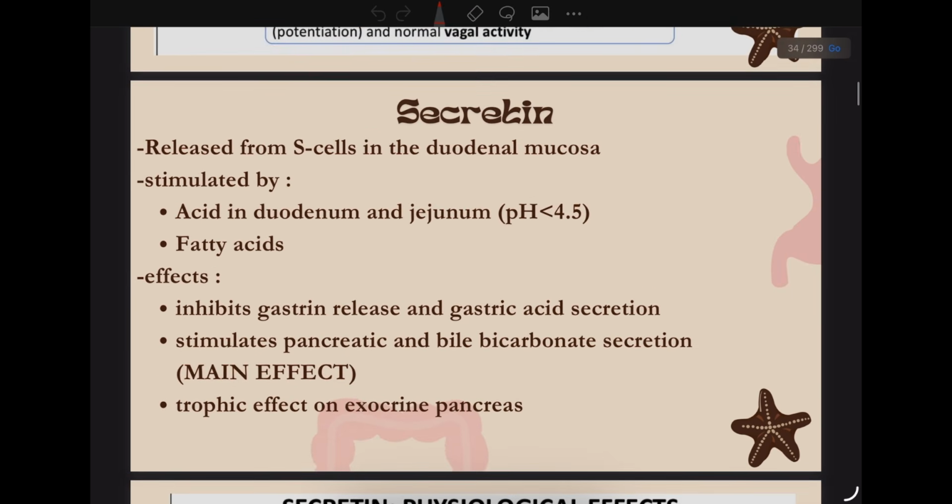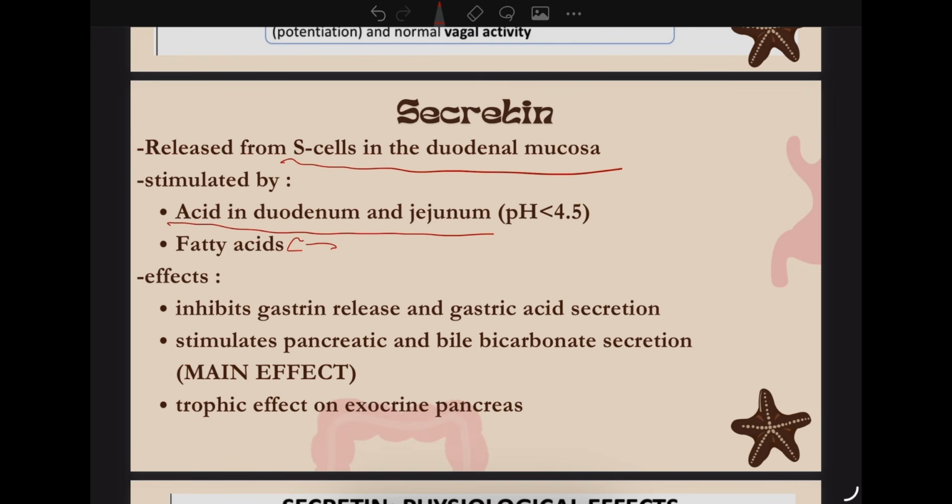Now, secretin. Where is it released from? First thing, S cells. What is it stimulated by? Second thing, acid in the duodenum and jejunum. Remember this, please: acid in duodenum and jejunum. And when you see its effect, you will understand why. What is it inhibited by? There are no inhibitors here at the moment. There is only one that we will discuss later that inhibits everything. Fatty acids also stimulate secretin. So I want you to remember that the acidity is the most important thing for secretin.